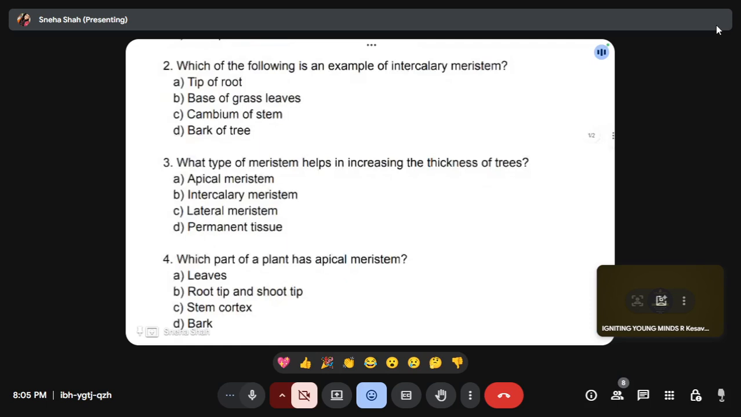What type of meristem helps in increasing the thickness of trees? Lateral meristem, ma'am. Apical meristem helps in upward growth of the plant. Apical word itself means related to apex. Apex stands for top. So apical meristem is present at the top of the plants where the plants grow upwards. The thickness, or girth, of the trees is provided by the lateral meristem. Understood?